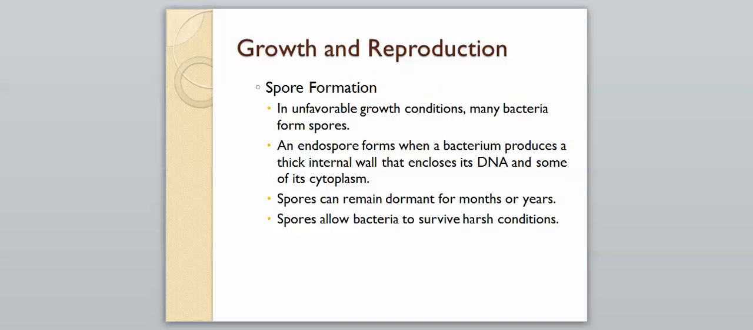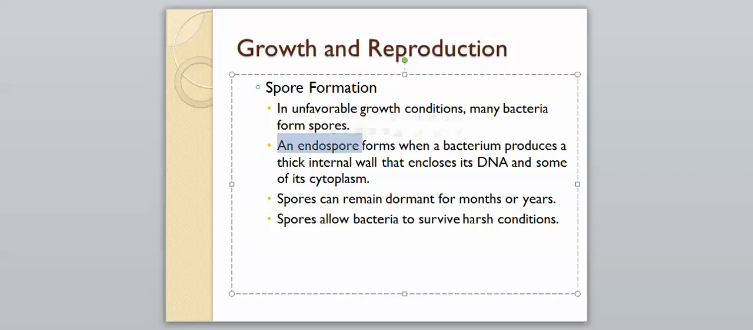And the last way is spore formation. Bacteria will do this when unfavorable growth conditions occur. So whenever, let's say, they run out of water, they might form a spore to help themselves survive. A specific spore that's found in bacteria is known as an endospore, right here. This forms when a bacterium produces a thick internal wall that will enclose its DNA and some of its cytoplasm. So an endospore is just going to protect the most important parts of the bacteria.